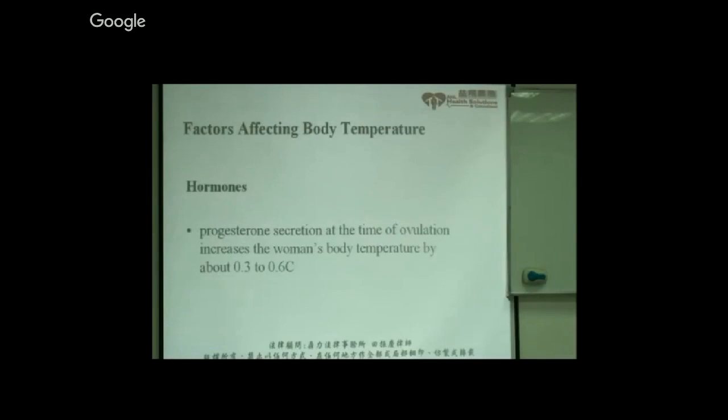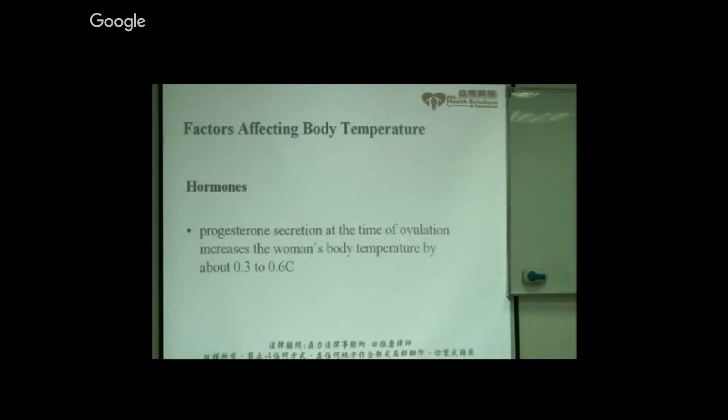For females, another factor for you to consider is the hormones. This was asked in your NCLEX exam. What hormone in the woman is responsible for the elevation of body temperature during menstruation? The answer: progesterone. Progesterone is secreted at the time of ovulation. Ovulation means the follicle ruptures to release the egg cell. During that time, you feel hot. Why? Because of progesterone.